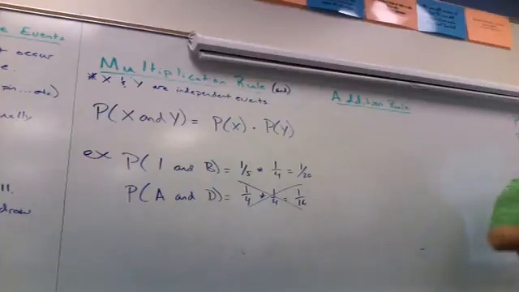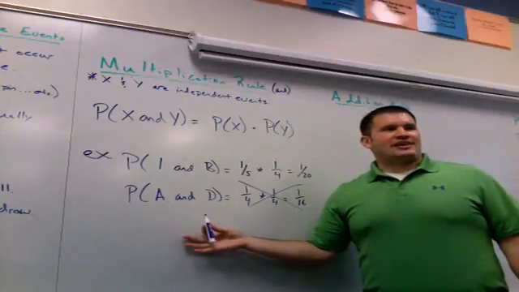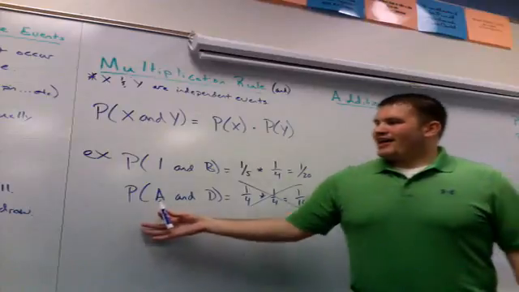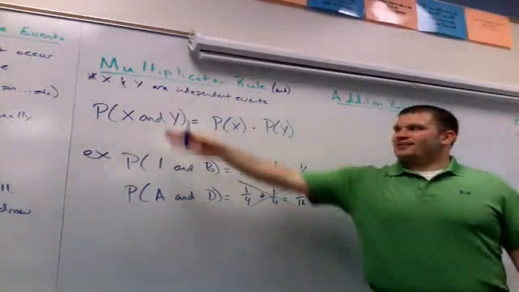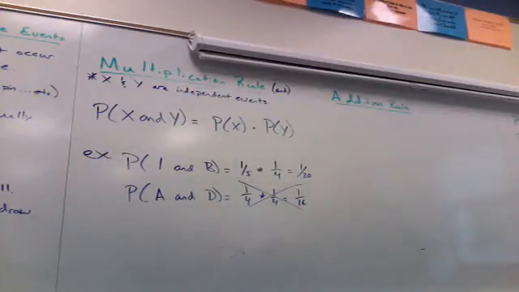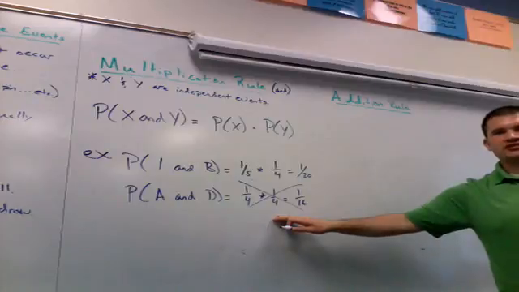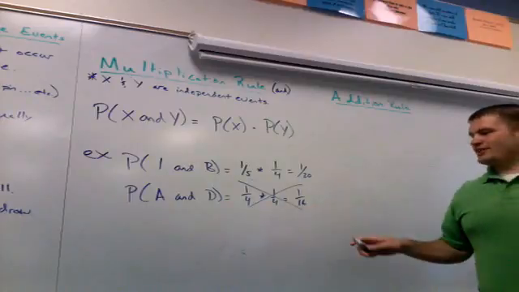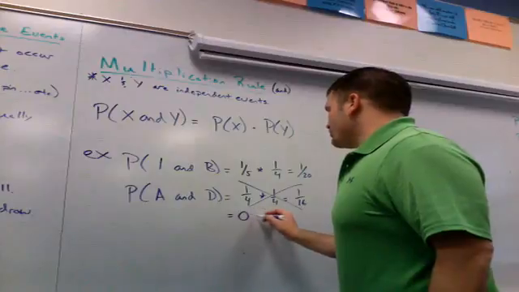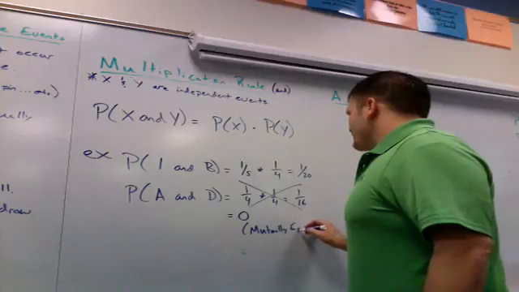It's impossible. Why is it impossible, Aaron? Because you can't have two letters at the same time when they're on the same spinner. Good. We can't spin A and D at the same time, right? I just told you what mutually exclusive was. A and D are mutually exclusive, right? So we can't do this. That's why it's important to know what mutually exclusive means. So A and D are mutually exclusive, so this equals 0 because they're mutually exclusive.